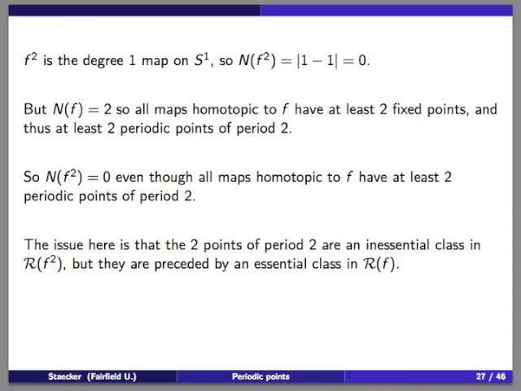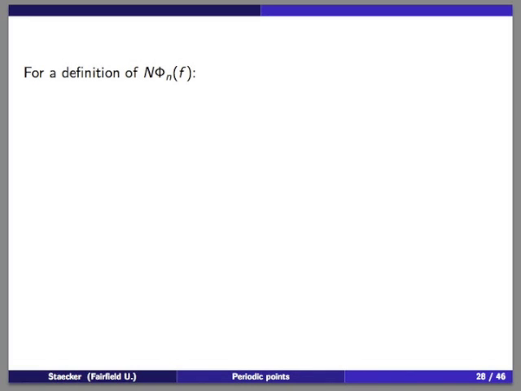All right, I'm going to use this language. They're preceded by an essential class. That means they come from a boost. All right. So really, we need to count those preceding classes as if they were essential when we want to define this full Nielsen number. Not only the level that we're looking at, level n, we need to look back at the previous levels and also count them as being essential at the nth level.